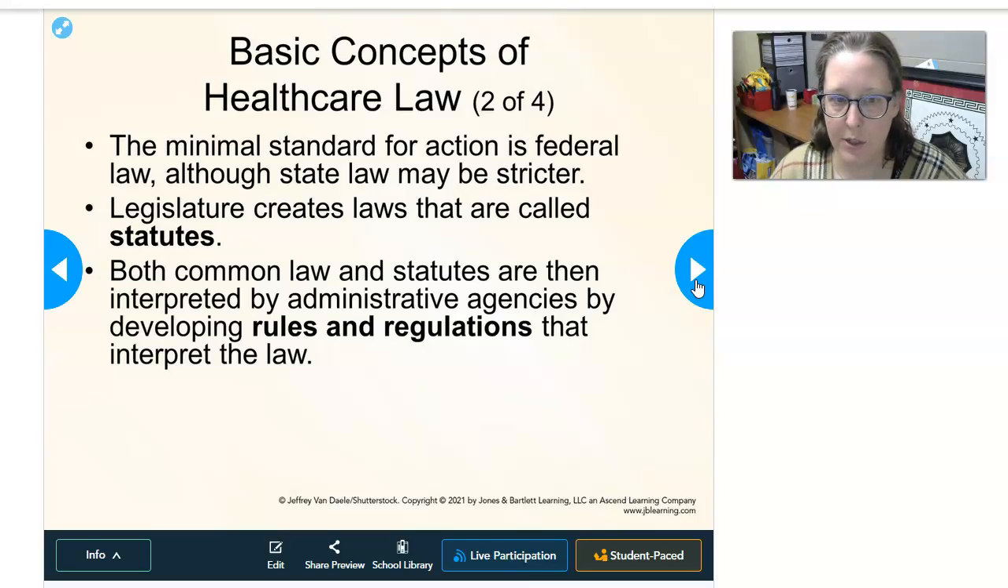Legislature creates laws that are called statutes. Both common law and statutes are then interpreted by administrative agencies by developing rules and regulations that interpret that law. For example, when the Affordable Care Act became law, then Medicare and Medicaid, CMS, developed a bunch of rules and regulations to comply with the law.